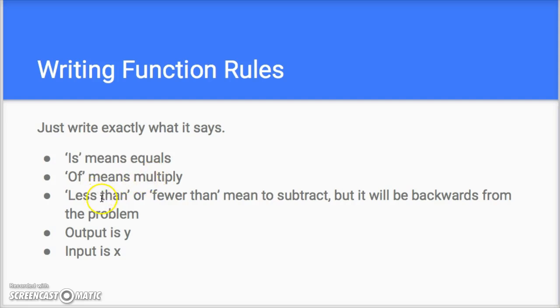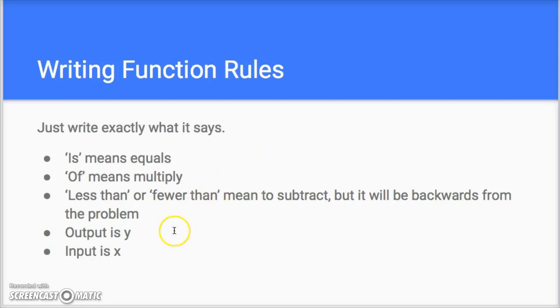This third one is one that gets confused a lot. Anytime you see the word less than or fewer than, they both mean to subtract, and you probably knew that. But what's going to happen is it's actually going to be written backwards from the way it is read in the problem. And we'll do an example with one of these here in just a minute so you can see exactly what I mean. And you may remember this from back when we did it earlier.